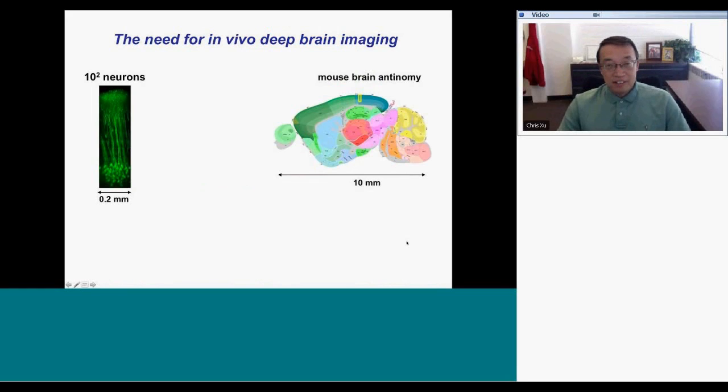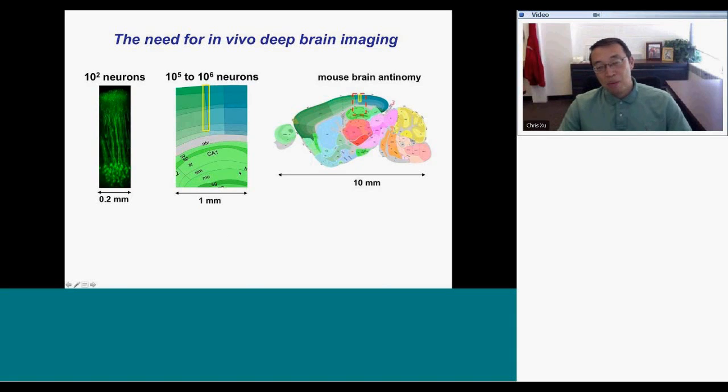Brief motivation. Why do you want to go deep into the brain? And this is a brain talk, so it's very much a no-brainer. You can see this shows here a mouse brain, about a cubic centimeter. And this little yellow box is how much we can do with high spatial resolution imaging. You can see on the left-hand side, about a few hundred microns across and maybe 700 microns deep.